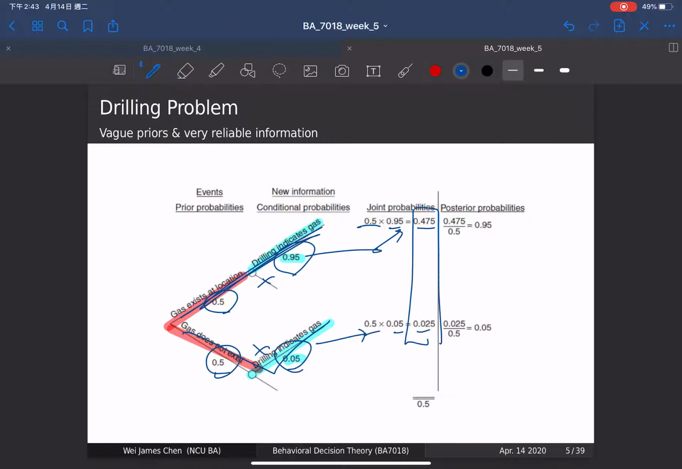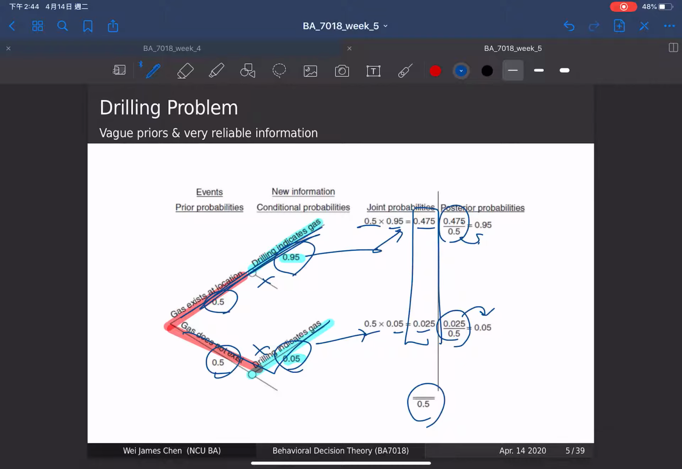And overall, there is a 50% chance. So 50% of 0.475 and 50% of 0.025 give 0.95 and 0.05. That's the posterior probability you get if your drill indicates there is gas. Since this is a symmetric case, without doing the calculation you can easily see that if the drill indicates there is no gas, then the posterior probability that this place actually has gas is 5%, and no gas is 95%. Everything's reversed, basically.